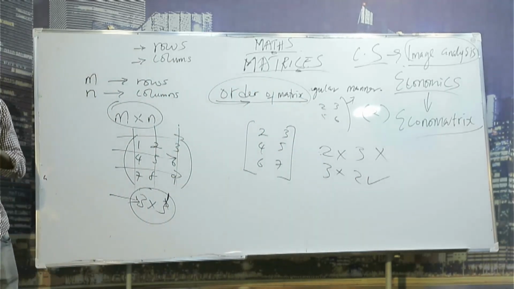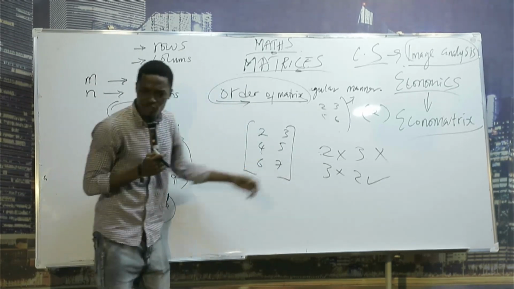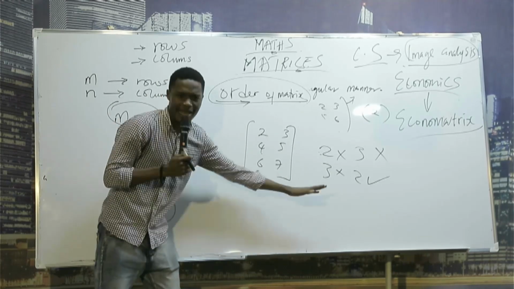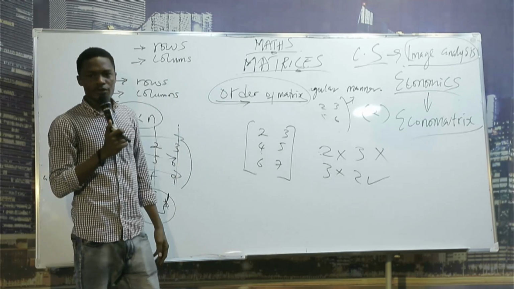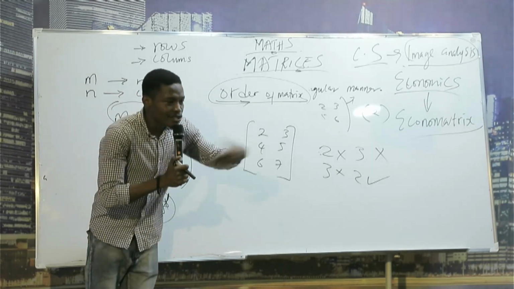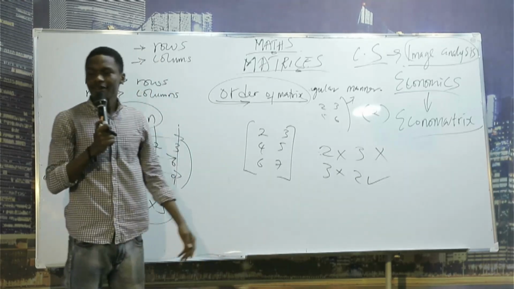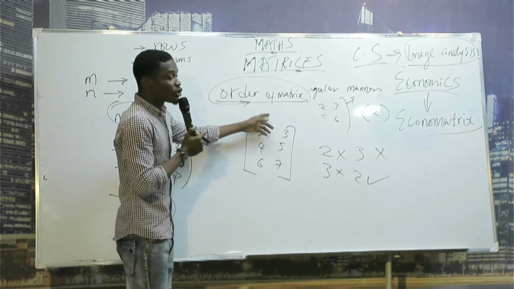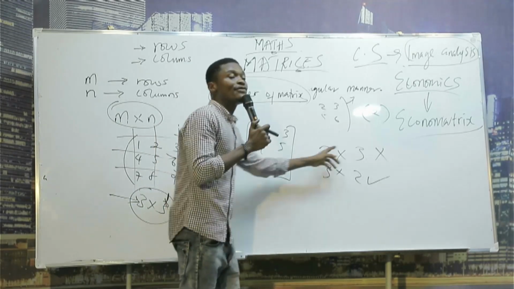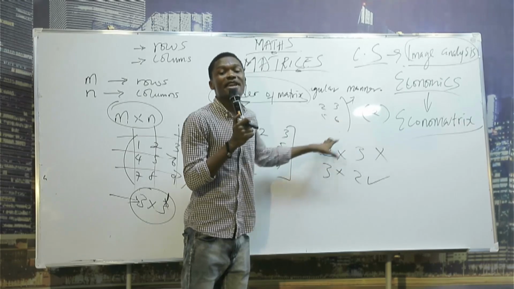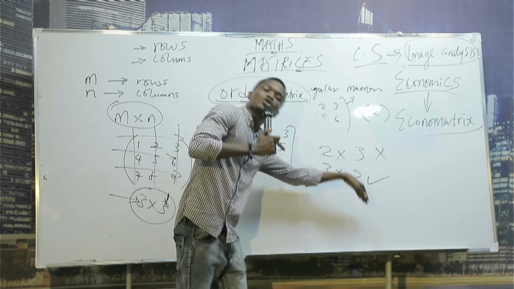Why is it 3 by 2? I said, which one comes first? Rows. So how many rows can you see here? 1, 2, 3. How many columns? 1, 2. We have not started using matrices, and you are failing already. So this is a 3 by 2. If you say 2 by 3, this is a different thing, meaning it has 2 rows and 3 columns. But this one is 3 rows, 2 columns.